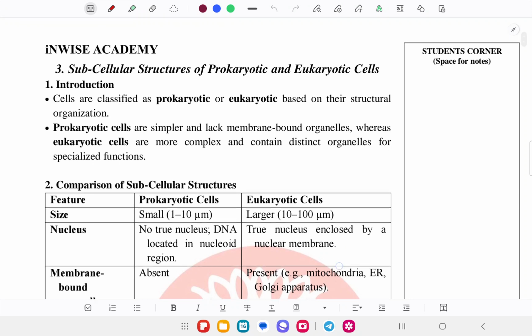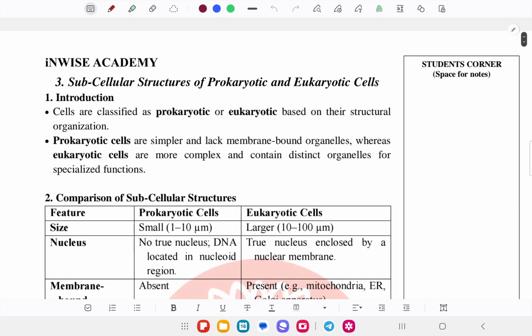In today's session, we are going to discuss the subcellular structures of prokaryotic and eukaryotic cells. As we discussed before, there are mainly two types of cells: prokaryotic cells and eukaryotic cells. A prokaryotic cell, as its name indicates, is a primitive cell, or we can say a very simple form of a cell. Eukaryotic cells are a complex form of cells with lots of internal organelles.